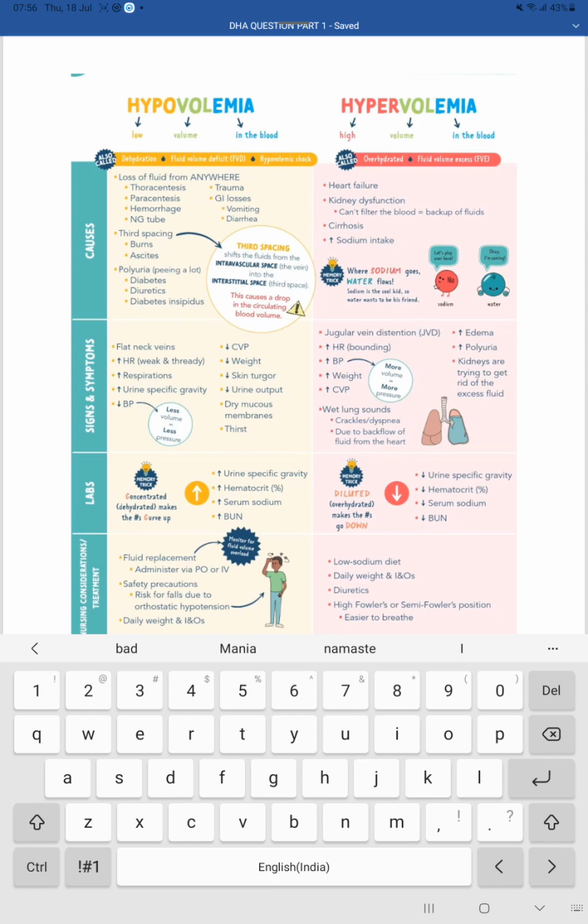So in the blood checkup, less fluid will be there, so the concentration of the electrolytes will be more, so you will be getting increased urine specific gravity, increased hematocrit, increased serum sodium, increased blood urea nitrogen. And those who have hypovolemia will get postural hypotension. Postural hypotension means it's the same as orthostatic hypotension. So you can get orthostatic hypotension or postural hypotension in hypovolemia.